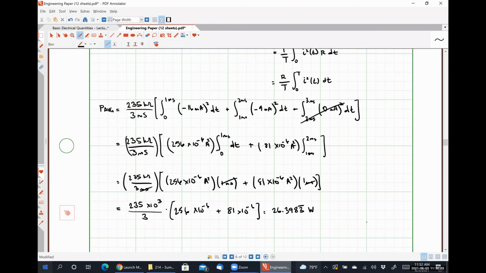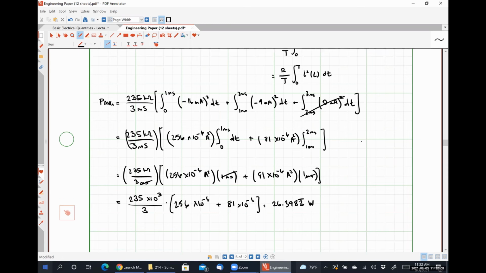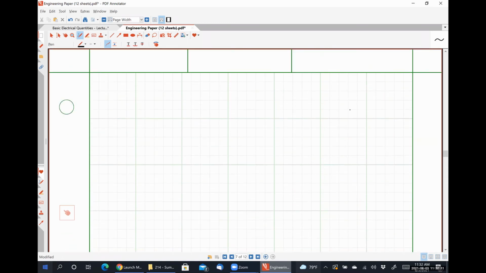Okay, so that's part A of that problem, and I feel like that guy was fairly straightforward. Part B, we're given a different waveform. And I'm going to leave part C for you guys to do.